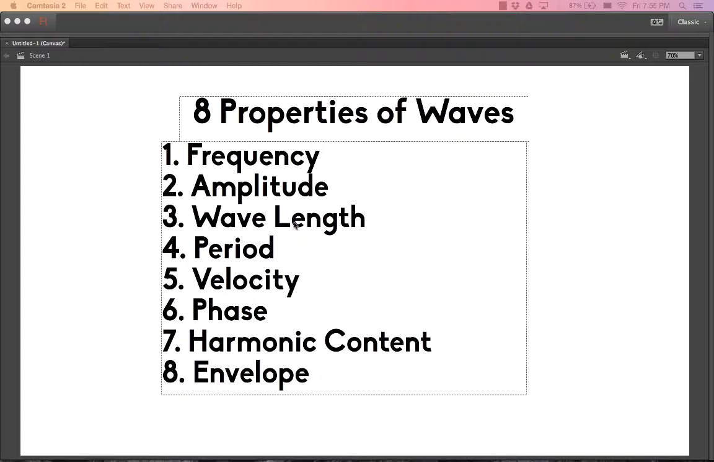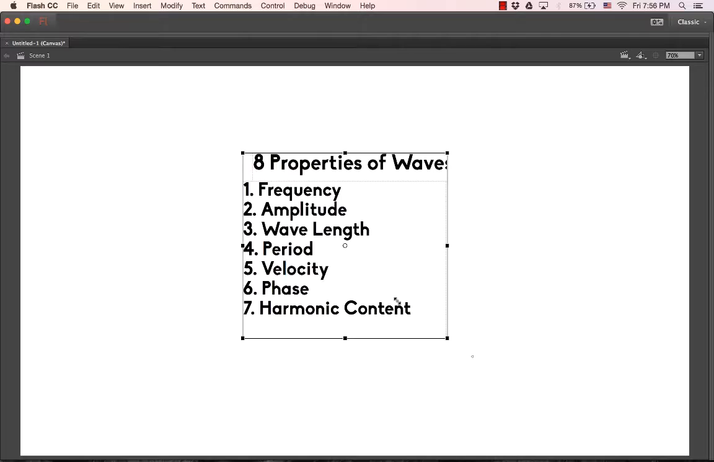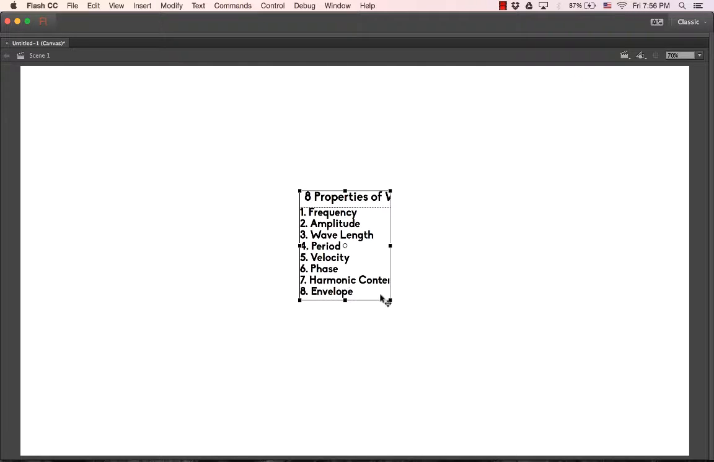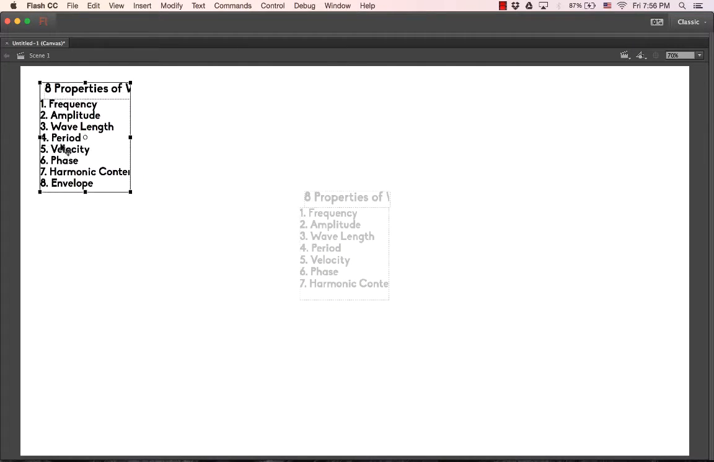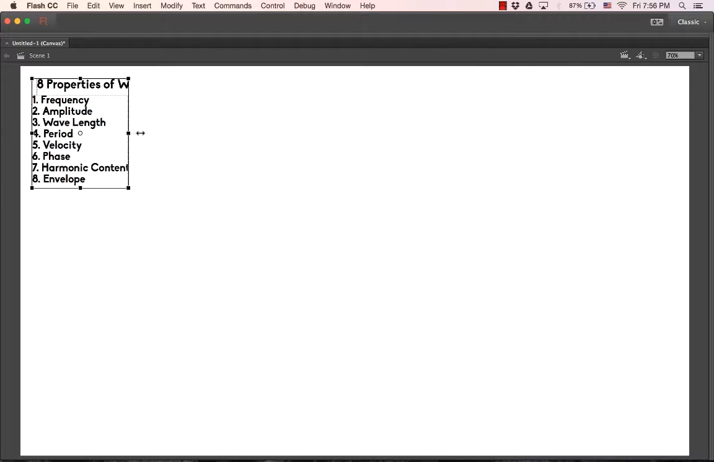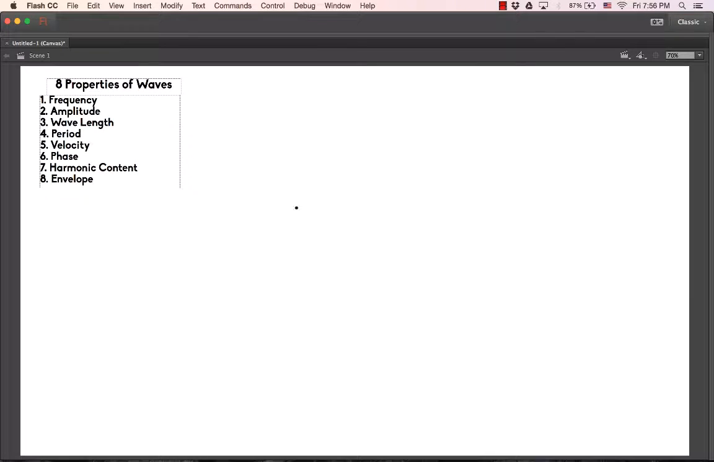Frequency, amplitude, wavelength, period, velocity, phase, harmonic content, and envelope. 8 properties. Let's talk about each of these in slightly more detail. I'll just move this over to the side and then let's draw some pictures about it. Oh, there we go. Cool.